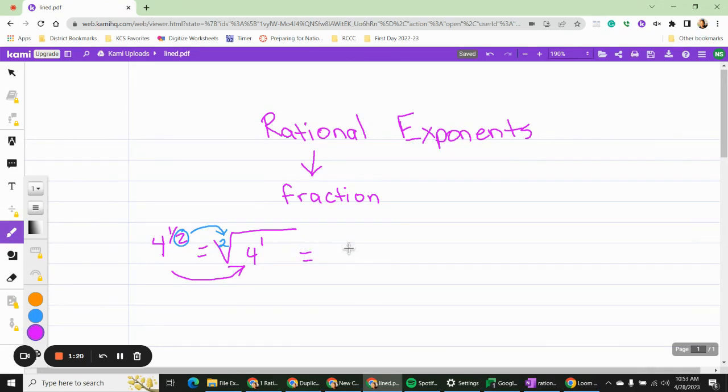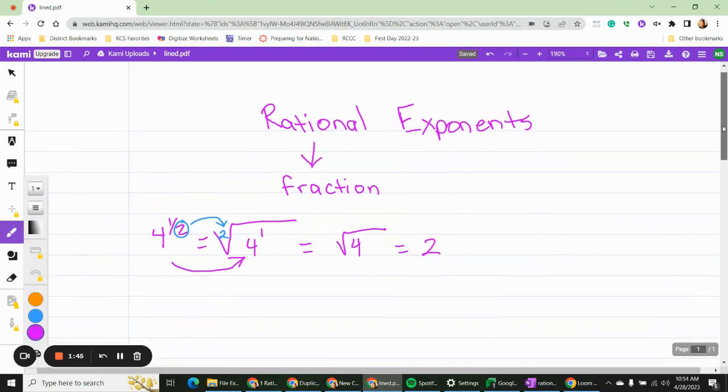So if I simplify this, this is the same thing as the square root of 4 to the 1 power. And remember, if there's no number right here in our little root thing, we understand that it's 2. It's kind of like if there is no exponent, we understand it to be 1. So if I simplify this, I can actually just write it as the square root of 4. And the square root of 4 is 2, so I could just say it's 2.